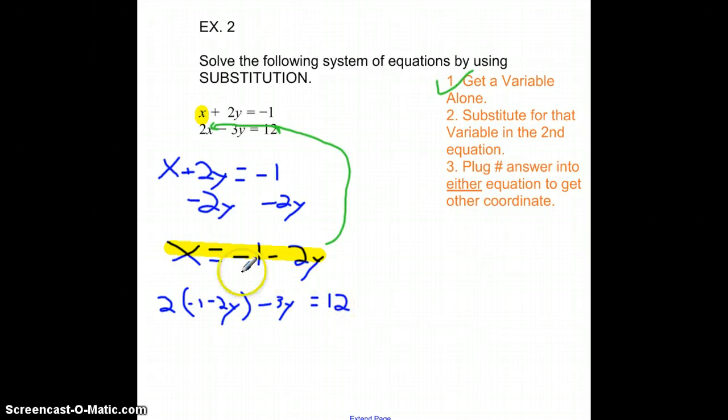Alright, so we got to continue solving for y here. The first thing we have to do here is our distributive property. That means 2 times negative 1 gets us negative 2. 2 times negative 2y will give us negative 4y. Equals 12.